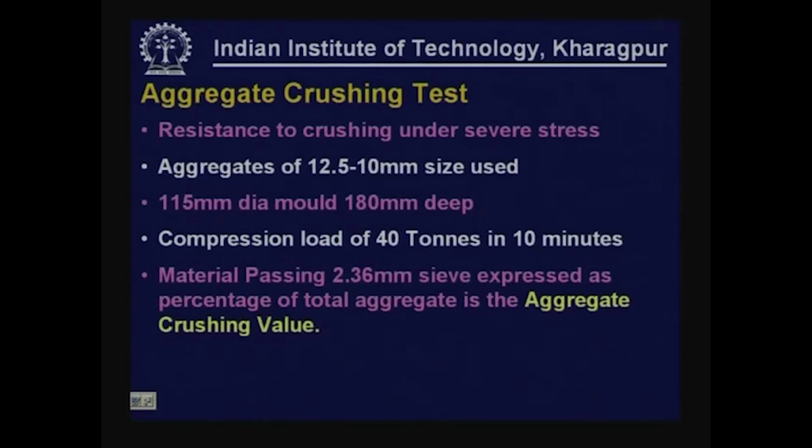A 115 millimeter dia mold is used here, and the aggregates would have 180 millimeter depth. A compression load of 40 tons is applied gradually over a time period of 10 minutes. After this test, the material passing 2.36 millimeter sieve is expressed as percentage of total aggregate, that is the aggregate crushing value.